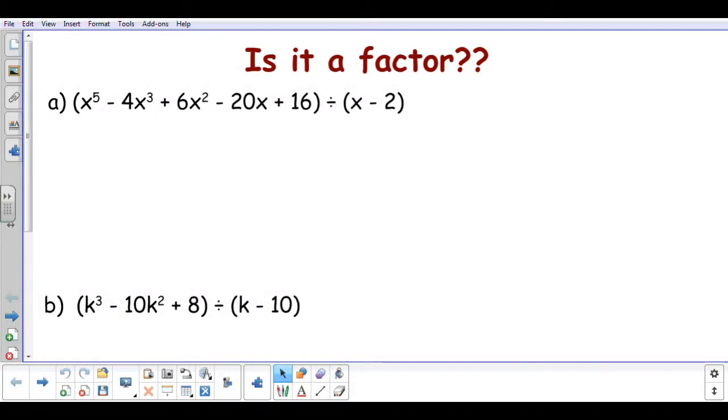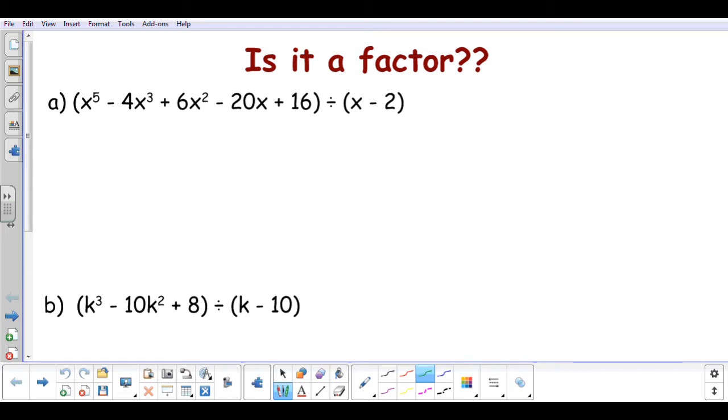When we are determining that a binomial is a factor of a polynomial, we're going to be using synthetic division. And when we perform our synthetic division for the binomial to be a factor, we want the remainder to be 0. When the remainder is 0, it means that the binomial would have gone into the polynomial evenly, so nothing would be left over. Just like if we divide 3 into 9, 3 goes in evenly, which would give you a remainder of 0. So here in A, we are going to do our synthetic division.